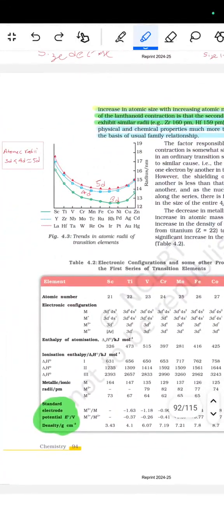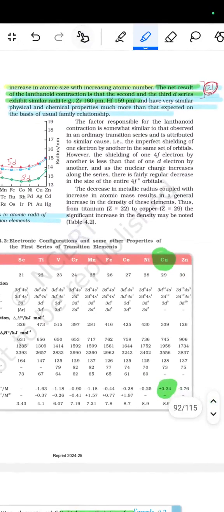फिर यहाँ पर दिखा हुआ एटॉमिक रेडियस है, तो 3d का छोटा होता है 4d से, और 4d 5d का फिर जो बराबर होता है लगभग। तो trends in the atomic radius of the transition elements से जो दिए हुए, यहाँ पर फिर आता है कि the factor responsible for the lanthanide contraction is somewhat similar to that observed in an ordinary transition series and is attributed to the similar cause.